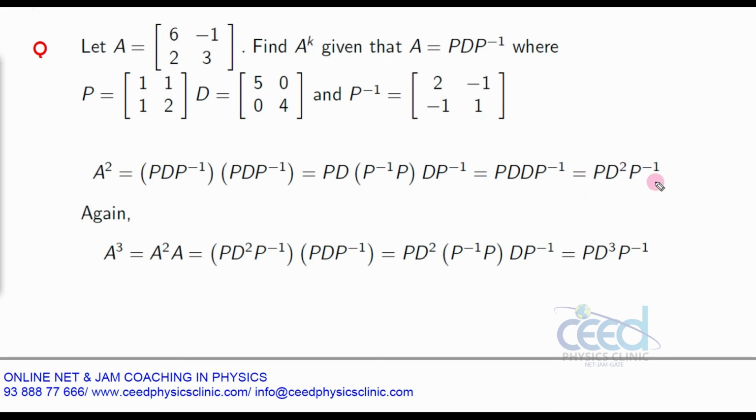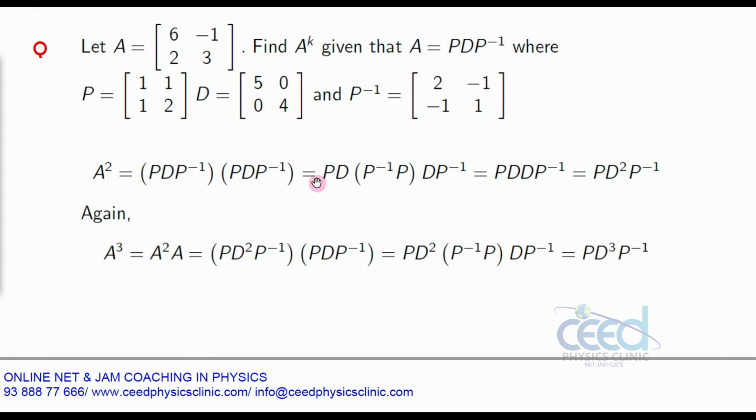This has wide significance in physics, because it is very difficult to find A raised to, suppose you have a matrix A and you want A raised to 13. This is practically not possible, because so many matrix multiplications will come, and it will be very tedious to calculate. So we can use PD raised to 13 P inverse. If you know this, you can easily find it out.